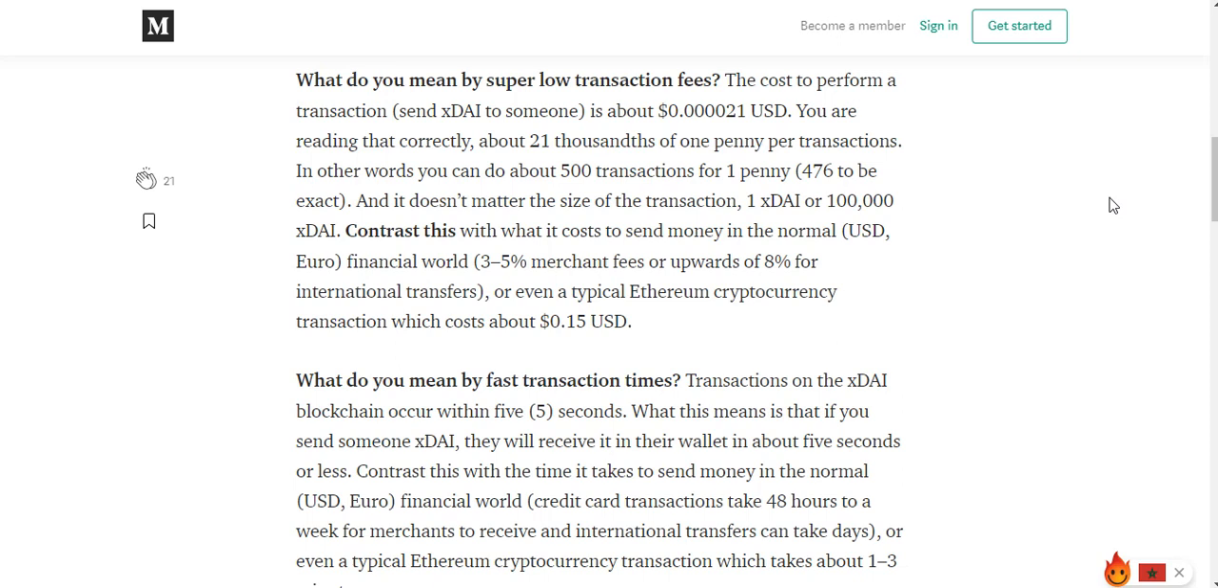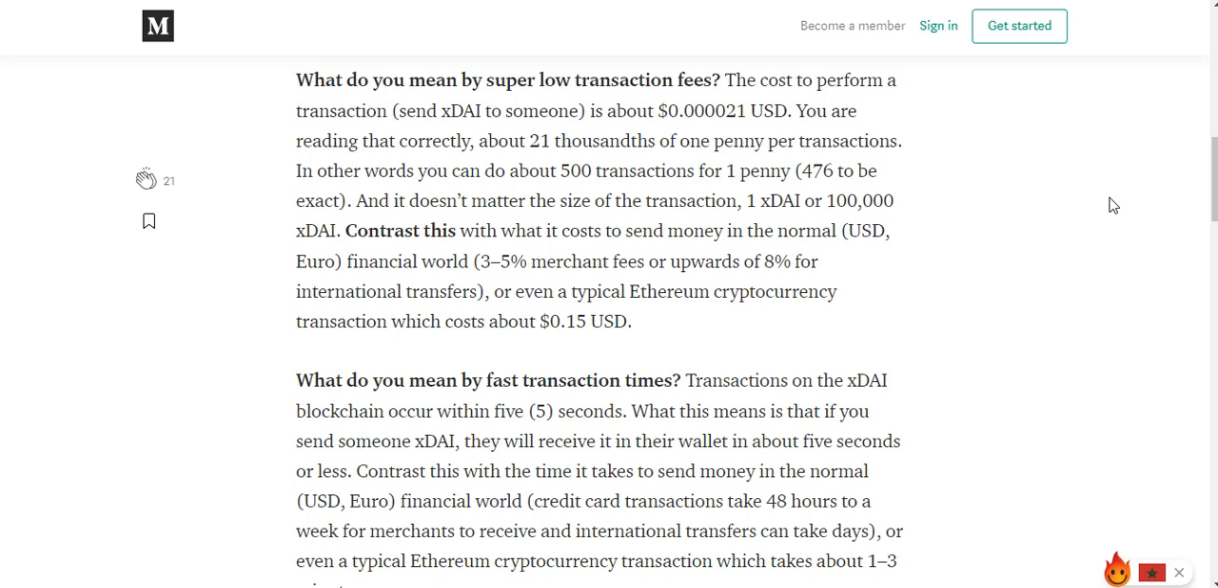The cost to perform a transaction, which is send xDai to someone, is about 0.000021 USD. And that's about 21 thousandths of 1 penny per transaction. Wow. In other words, you can do about 500 transactions for 1 penny, 476 to be exact. And it doesn't matter the size of the transaction, one xDai or 100,000 xDai.